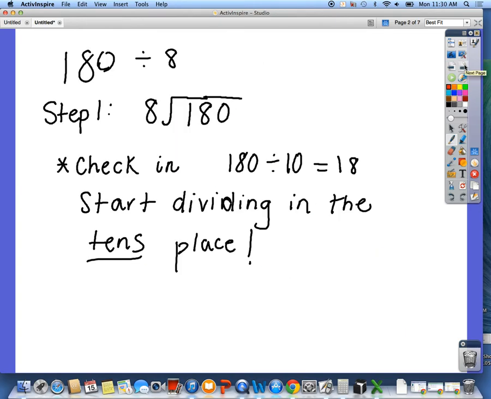Next, let's go through solving this problem. So step 1, I'm just going to check in real quick to kind of estimate 180 divided by 10. So I'm rounding this 8 up to 10. And I do a quick check just to see where I think that this quotient is going to be. My quick check is that 180 divided by 10, well, that gives me 18. So I know that I'm not going to divide in the ones place. I'm going to start in the tens place. So that's just a quick check before you start.